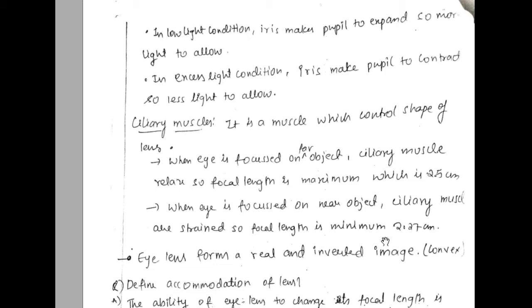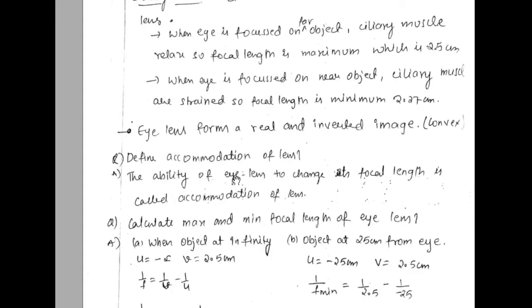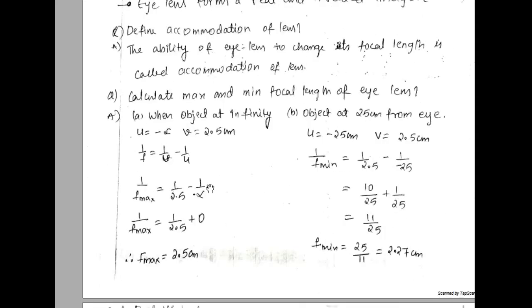We have also learned that the eye lens forms a real and inverted image, so it is nothing but a convex lens. Next, an important question: define the accommodation of the lens. The ability of the eye lens to change its focal length is called accommodation of the lens. Next you may get a question to calculate the maximum and minimum focal length of the eye lens. There are two ways. When the object is at infinity, you take u as minus infinity and v as fixed. When the object is a near object, then u is minus 25 and v is 2.5 centimeter. We use the lens formula, and if you substitute the values you will get the answer; I have already explained this.